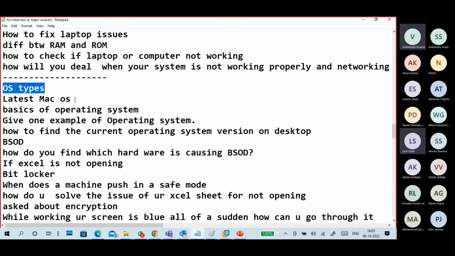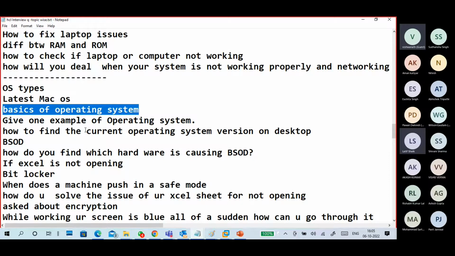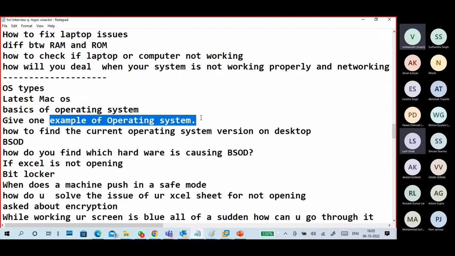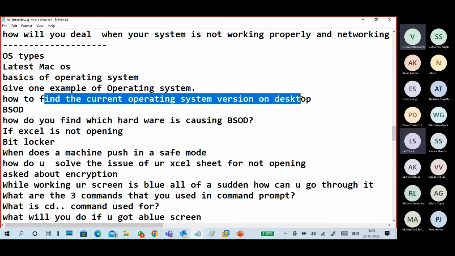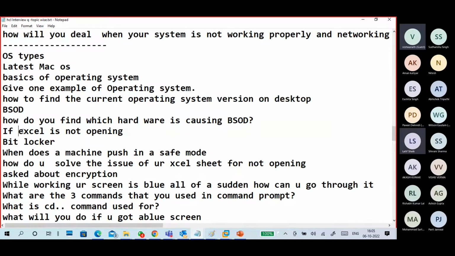OS types, latest Mac OS, that you can search and do. Basics of operating system, one example of operating system. What is BSOD? What is the current operating system version on your desktop? If your Excel is not working, Excel is nothing but an application. If the application is not working, you have to do application related troubleshooting. Morning only I told that kind of stuff.